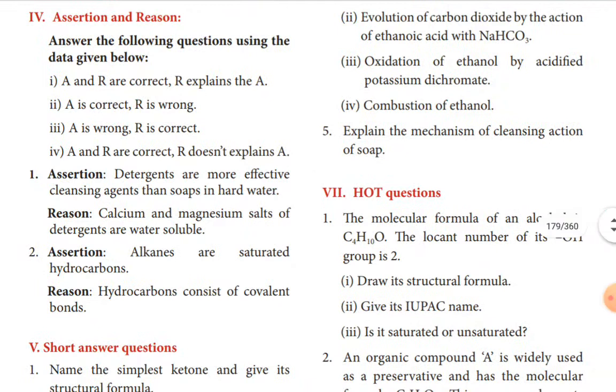Assertion and reason. Answer the following question using the data given below. First one, assertion: detergents are more effective cleansing agents than soap in hard water. Reason: calcium and magnesium salts of detergents are water soluble. Detergents are more effective cleansing agents than soap in hard water. That is the correct statement. But the reason, that calcium and magnesium salts of detergents are water soluble, is not the actual reason. That is wrong. So A is correct, R is wrong.